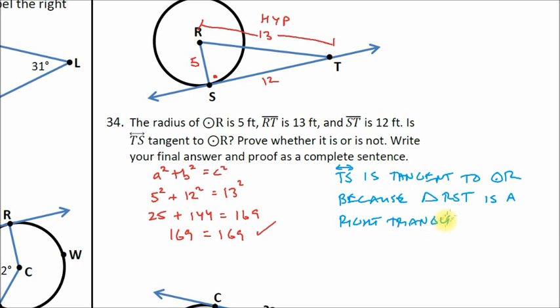Now, if you found out that this equation was not true, if you added up this side, it equaled 150. 150 does not equal 169, so your answer would be line TS is not tangent to circle R because triangle RST is not a right triangle. So there's how you write your proof and write your evidence for your proof. Pause the video, try to do number 35 on your own.